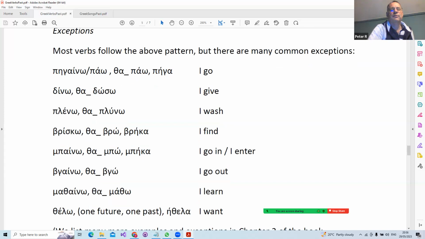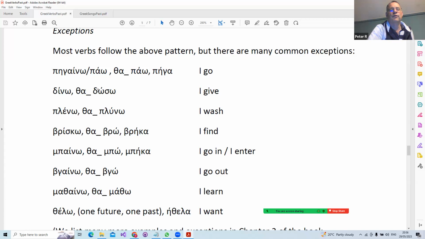The future of that is θα δώσω, which, Christina, may be useful to you when you're in Greece. If you want to say give something to me, for the imperative, if you're being friendly, it'd be δώσε μου, give to me. In English you would say give me, but it's not me that's being given, it's coming to me. So δώσε μου.